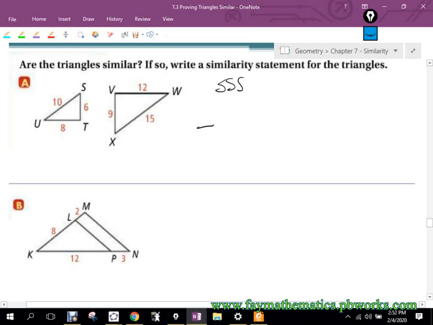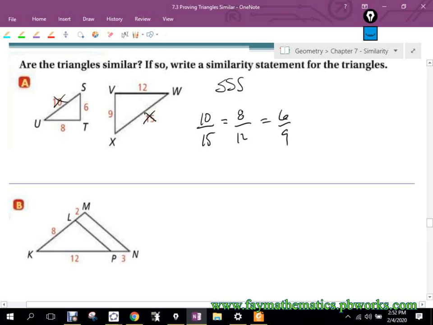So if I compare like 10. What should 10 compare to over here in this figure? 15. So that was biggest to biggest, right? So I've used 10, I've used 15. Maybe I cross those off just to eliminate any confusion later on. What should 8 compare to? 12. And that leaves the last two to compare that way.